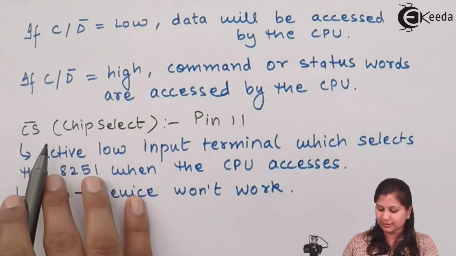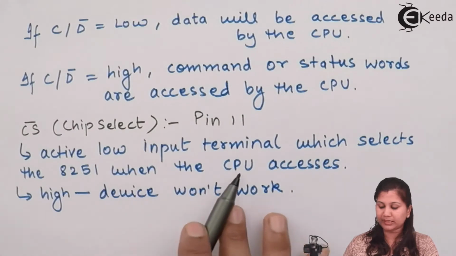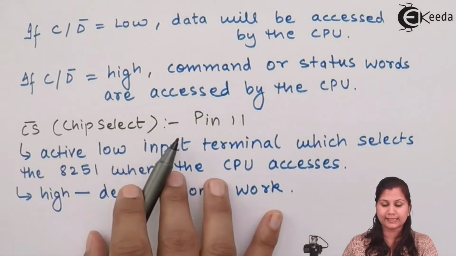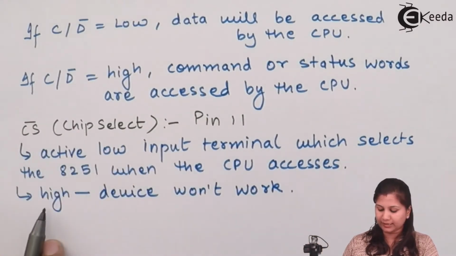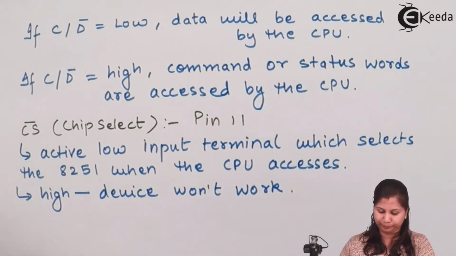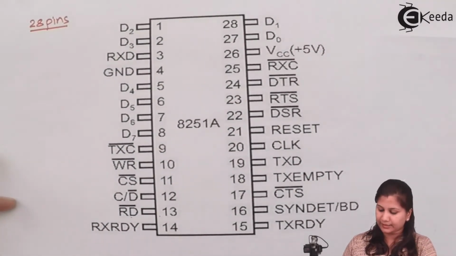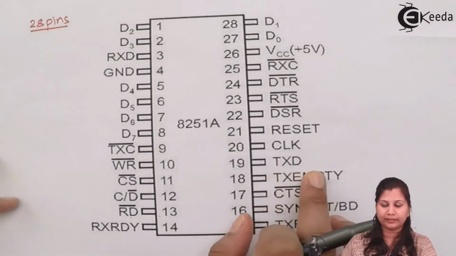So this is an active low input terminal, it will select the 8251 when the CPU accesses this chip select signal, and when this is high, the device won't work, it will not be selected by the CPU. Now the next pin in the pin diagram we have is TXD, that is the transmit data.